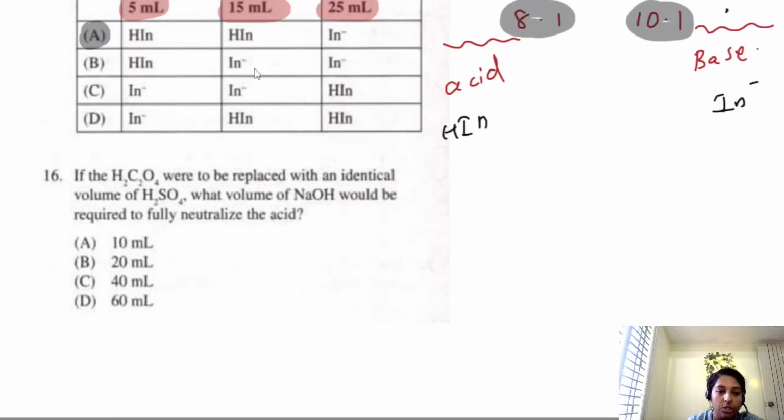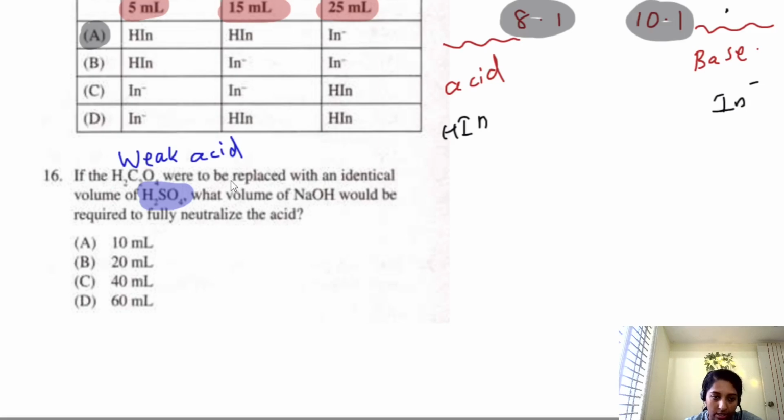Okay, then the next one. If the H2C2O4 were to be replaced with an identical volume of H2SO4, what volume of NaOH would be required to fully neutralize the acid? Very, very important, every time they ask this question. What happens when a weak acid is replaced by a strong acid? Is there any change in the equivalence point? That's the question, isn't it?